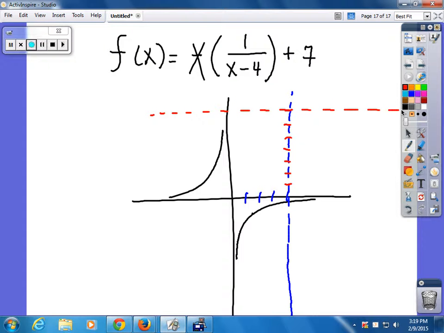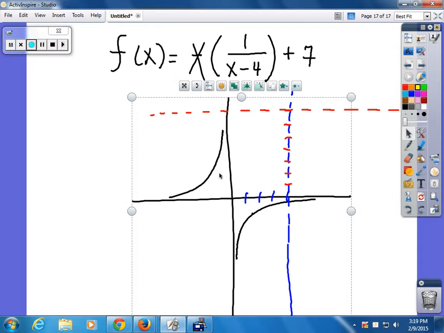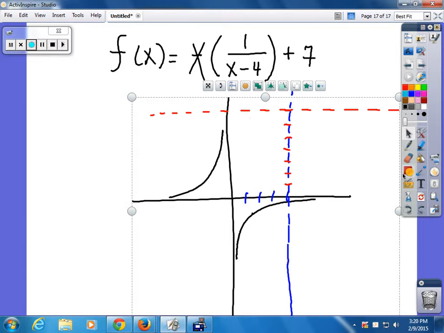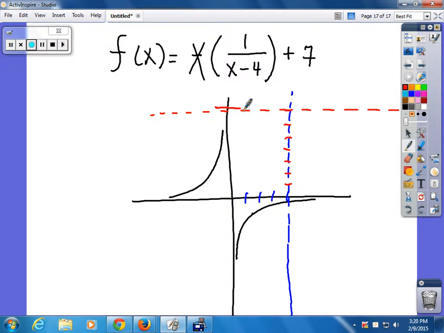So now we're going to take this guy and put him where? I'll just draw it. He'll go right here. Like that.